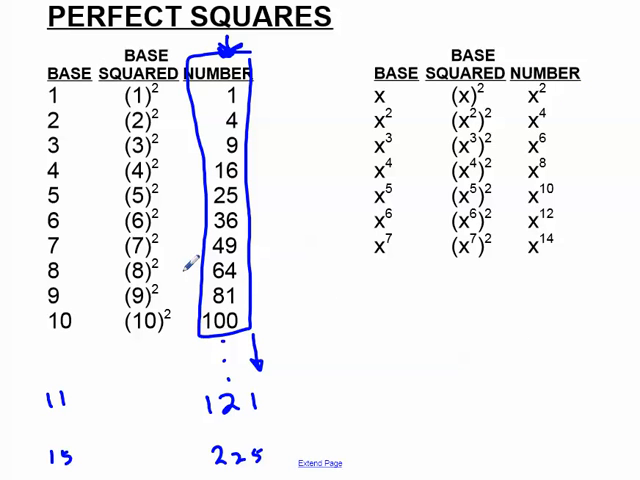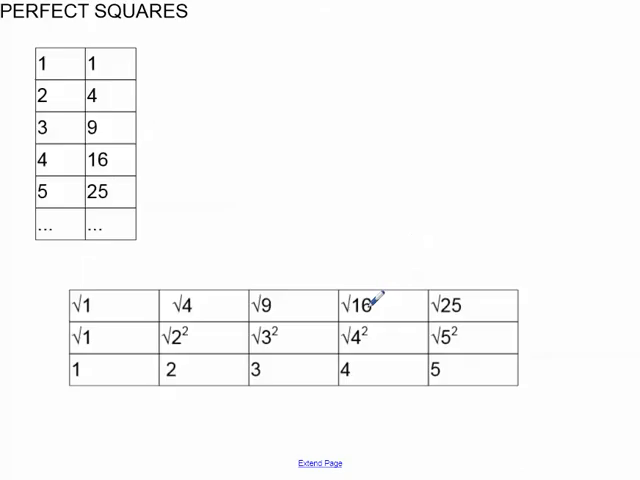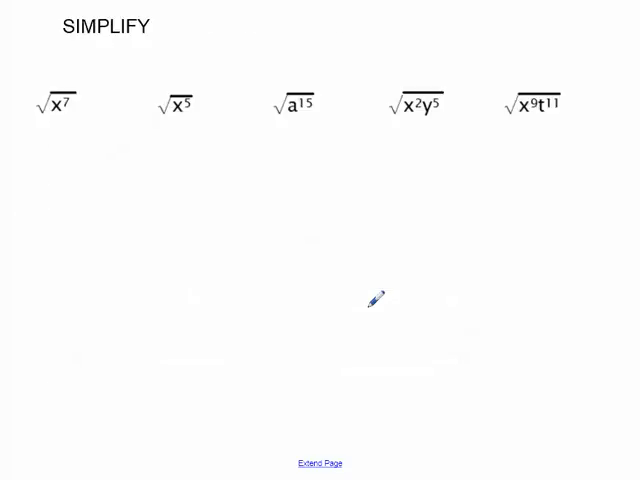We looked for perfect squares in the blue rectangle to rewrite our numbers. In the black, number 18, we rewrite 18 as 9 times 2, because 9 is a perfect square, and we can rewrite it as 3 outside the house. So we're going to do the same idea now with perfect squares in terms of variables.